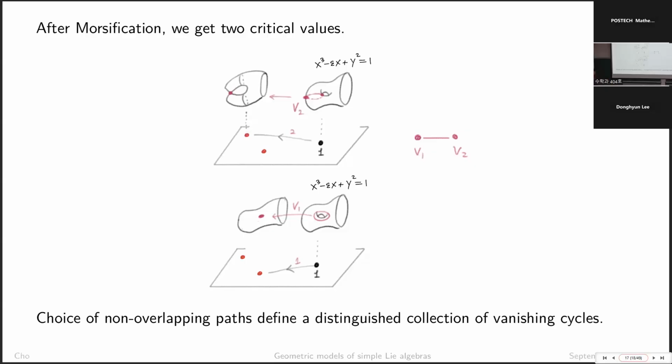So that's the Dynkin diagram. And in general, when you have a very singular critical point, you Morsify and you have several critical values, and you choose paths from a regular value to a critical value. And this choice of paths defines a collection of vanishing cycles, and it's called a distinguished collection of vanishing cycles.